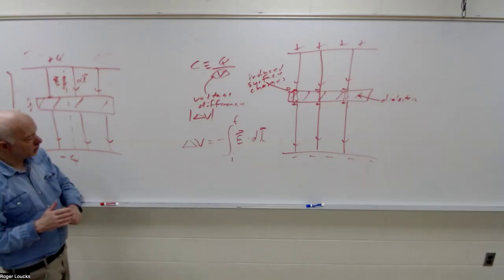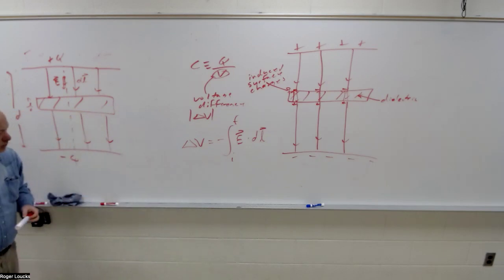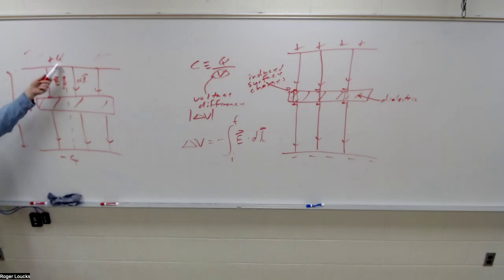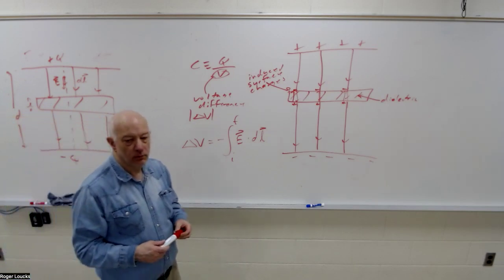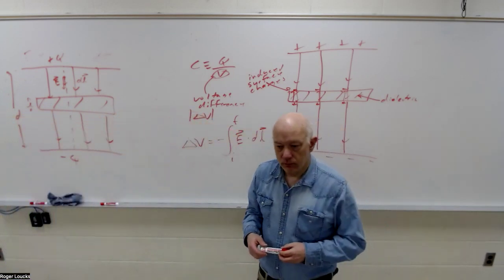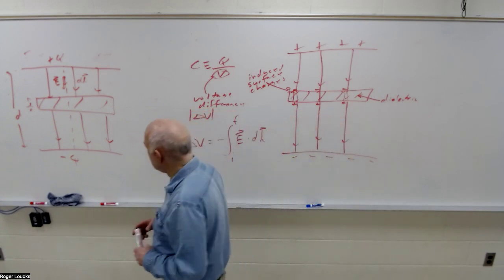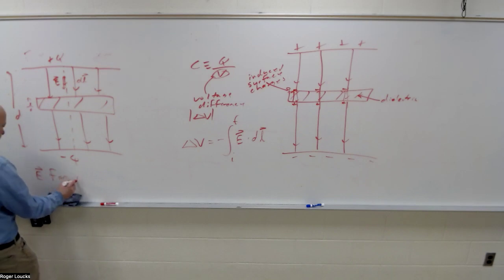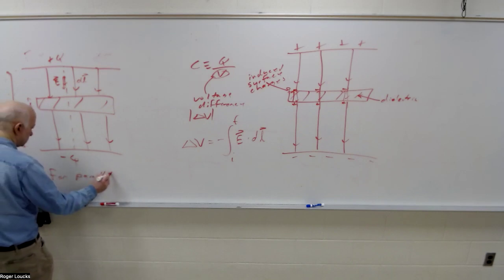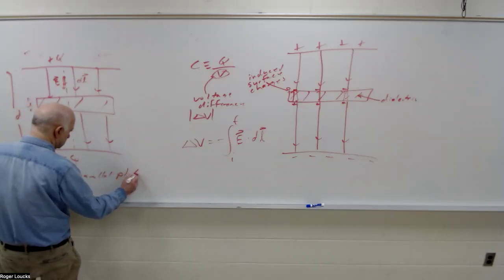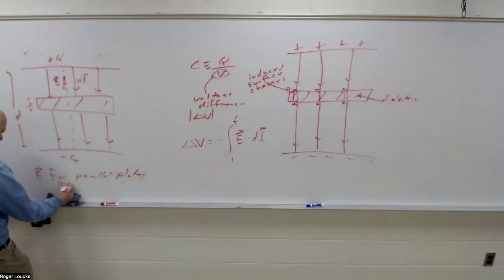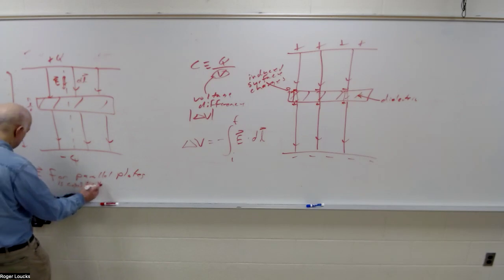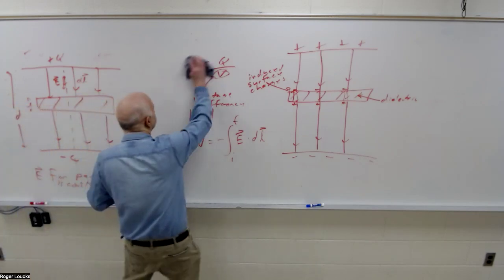You tell me now what's going to happen with that integral from our initial stop to the final stop. What's special about the electric field for a parallel plate capacitor? It's constant. Okay, so E for parallel plates is constant. When I do this, you get the following.